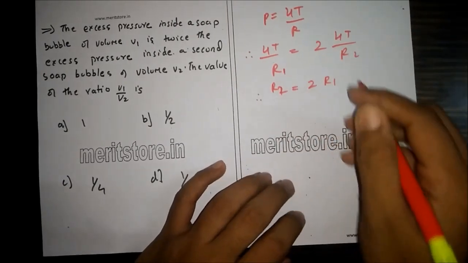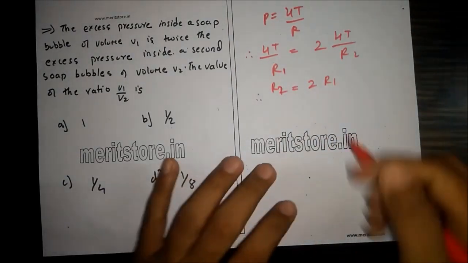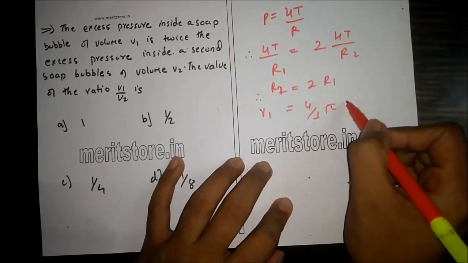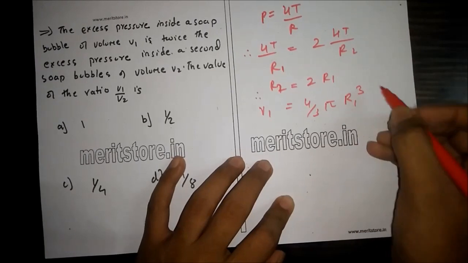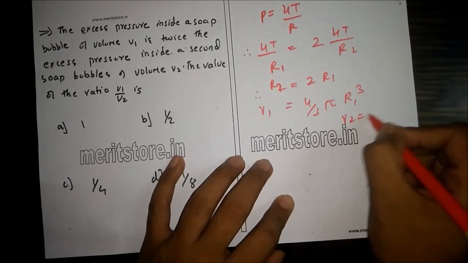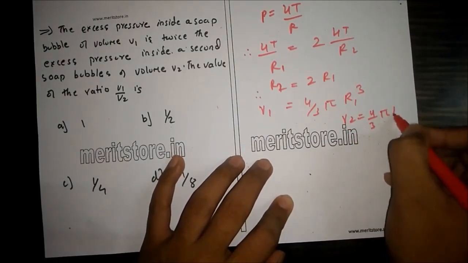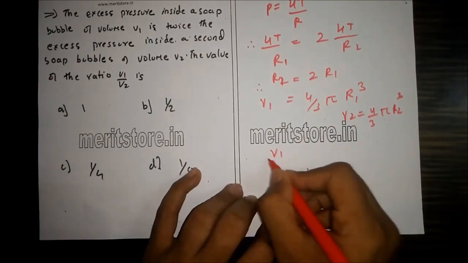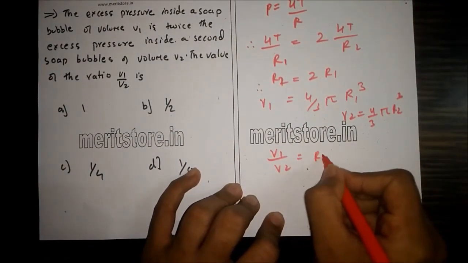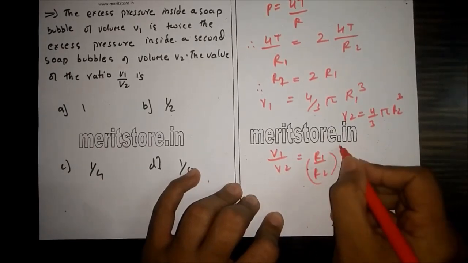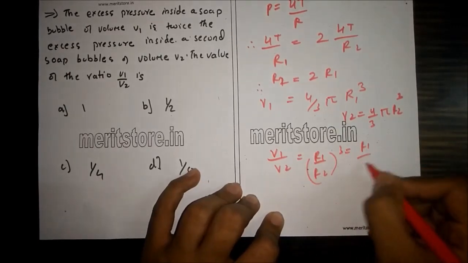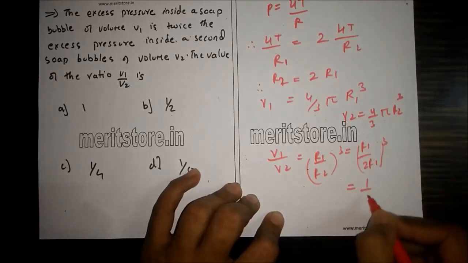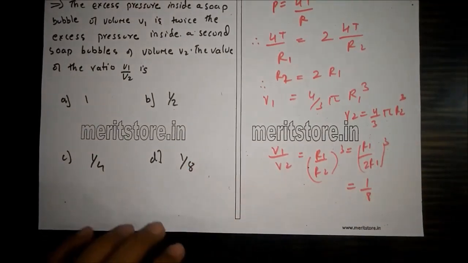R2 will be equal to twice R1. Therefore, V1 is equal to 4 by 3 pi R1 cube, and V2 is equal to 4 by 3 pi R2 cube. Therefore, we will get V1 upon V2 is equal to R1 upon R2 the whole cube, which is R1 upon 2R1 the whole cube, which is 1 by 8. Therefore, here the correct answer will be option D.